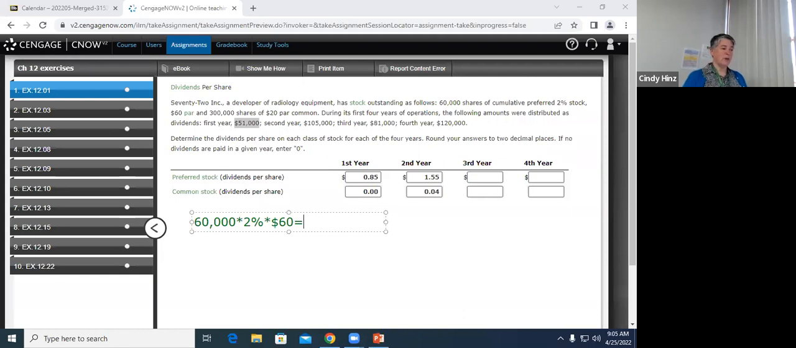Remember, it is up to the board of directors to decide whether to pay dividends at all. But when those dividends are declared, the first $1.20 per outstanding preferred share, not common share, and then there are 60,000 preferred shares outstanding. So the full dividend for the preferred stockholders would be $72,000.